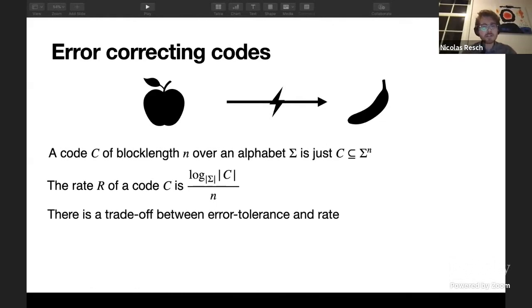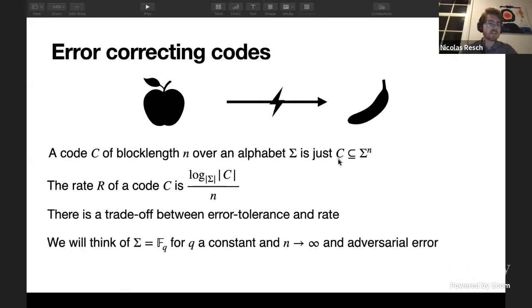Well, they'll use what we call a code, which is just a set of possible strings that Alice might transmit across the channel. And we'd like this set of codes to have some sort of error correcting capabilities. And this is in tension with the rate of the code, which is a measure of how much information Alice is transmitting every time she sends a code word. And so in coding theory, we're basically interested in understanding what sort of trade-offs we could hope for between error tolerance and rate.